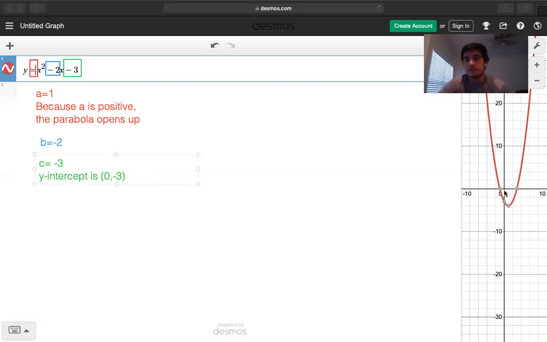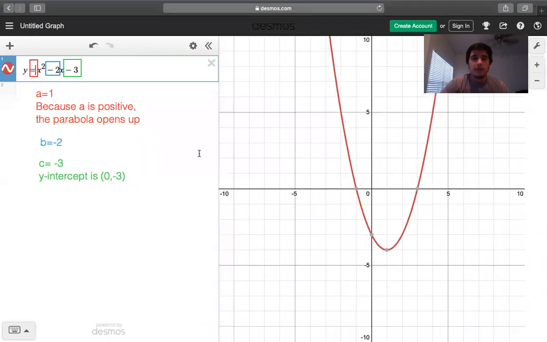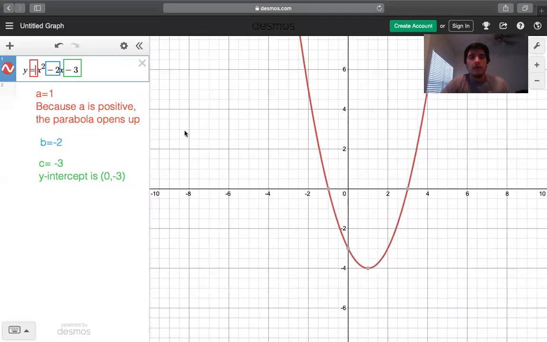Now we can even check our answers, right? So let me do that. If we go to the graph, there we go. So if we look at the graph, I want to check: A is positive, so it opens up.